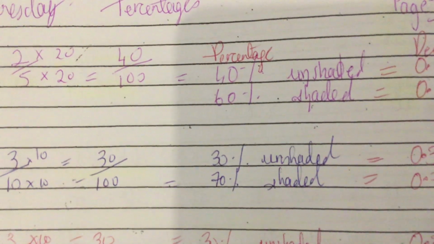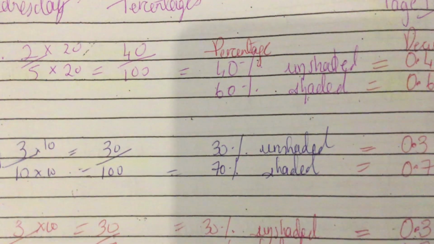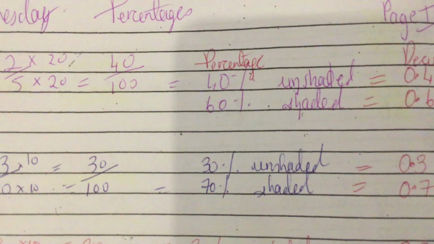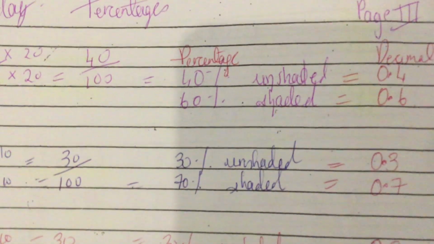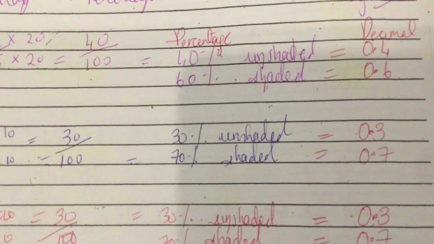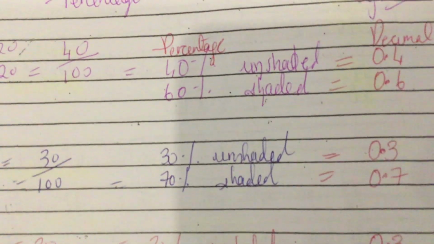So we notice now that 2/5, 2 out of 5 of the shape, was unshaded. When we break that down into a percentage, it is 40%. Therefore, for the shaded part, you always take the 40 away from the 100 because it's percent, and that's 60%.